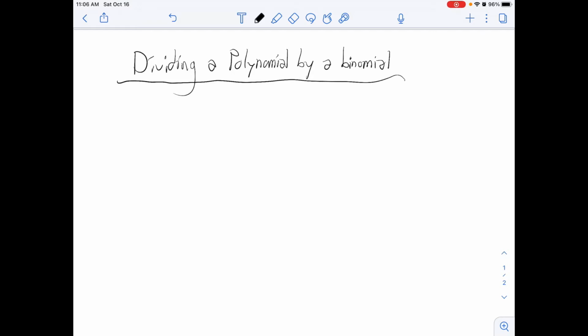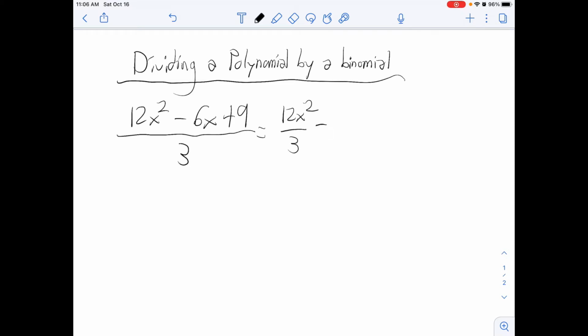So let's say you have 12x squared minus 6x plus 9, all divided by 3. This is really the same as 12x squared divided by 3 minus 6x divided by 3 plus 9 divided by 3, which would equal 4x squared minus 2x plus 3. So as you can see, this is very straightforward.